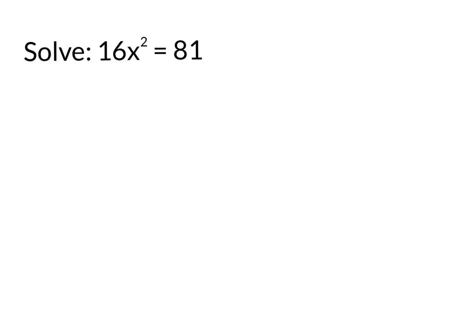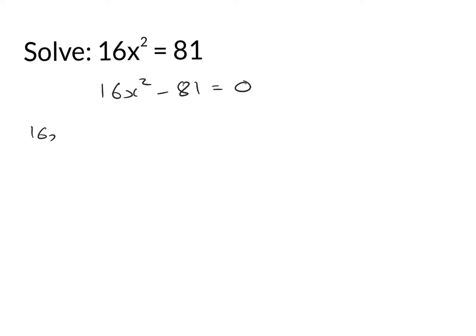Here we have 16x squared equals 81. Now the temptation might be, well, let's divide by 16 and then let's square root. But let's actually rearrange it into a quadratic equal to 0. What I would get here is 16x squared minus 81 equals 0. Now I can see clearly I've got the difference of two squares again.